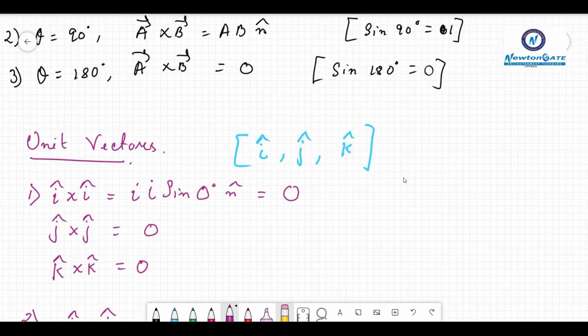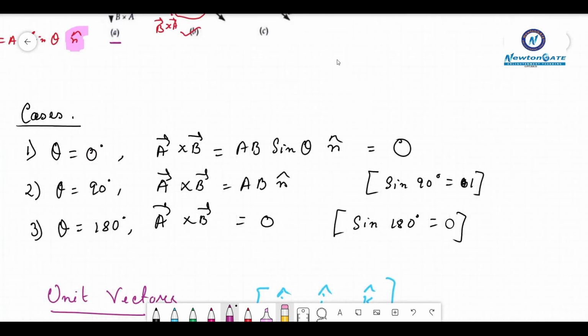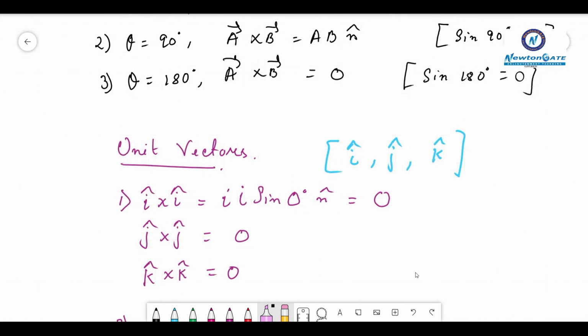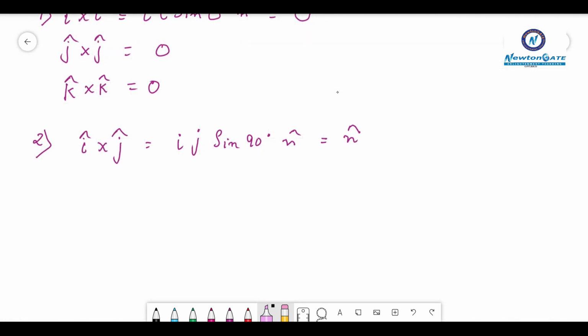Now, I need to state what will be the direction of n cap. Let's go back to where we have learned the direction. In here you can see A and B lie on a plane, and A cross B is perpendicular to the plane of A and B. So what is the plane of i and j? Can anyone tell me? Yes, the plane of i and j is the x and y axis.